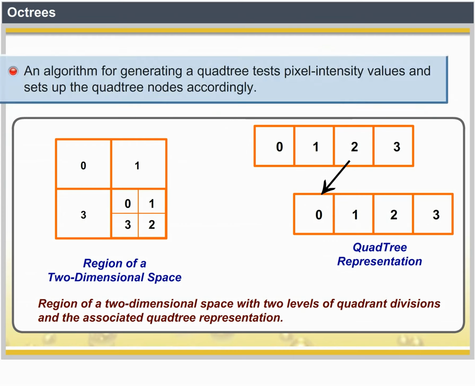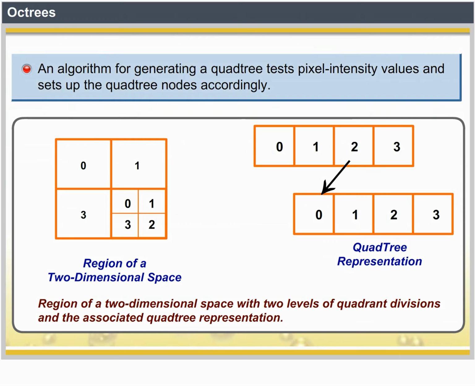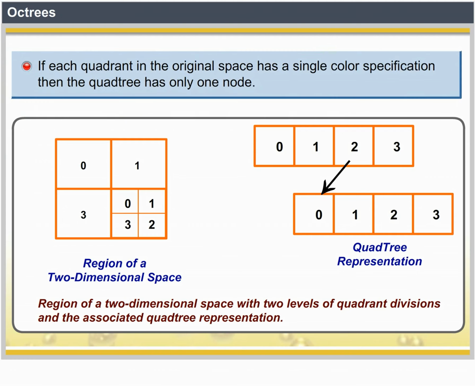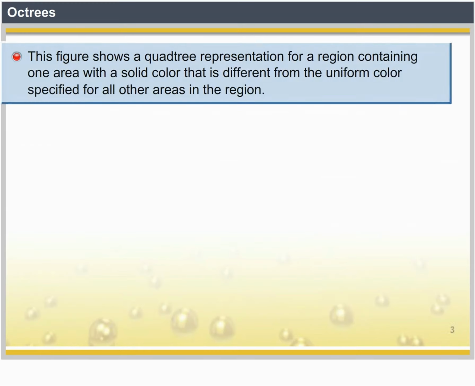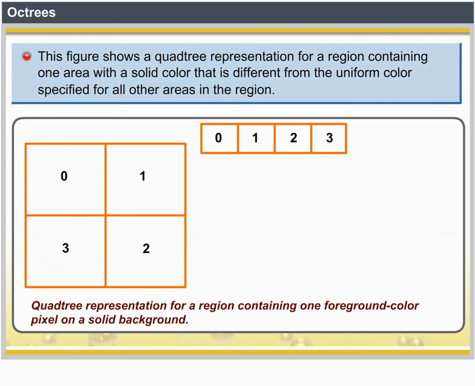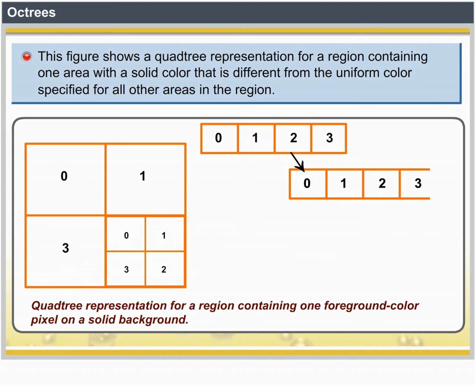An algorithm for generating a quad tree tests pixel intensity values and sets up the quad tree nodes accordingly. If each quadrant in the original space has a single color specification, the quad tree has only one node. For a heterogeneous region of space, the successive subdivisions into quadrants continue until all quadrants are homogeneous. This figure shows a quad tree representation for a region containing one area with a solid color that is different from the uniform color specified for all other areas in the region.